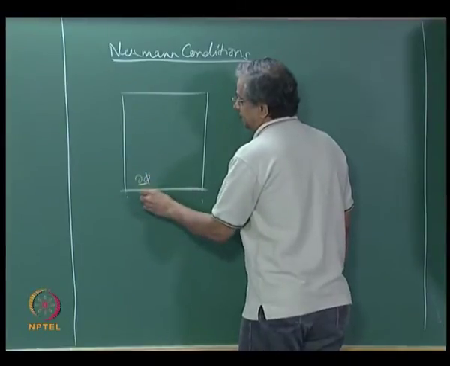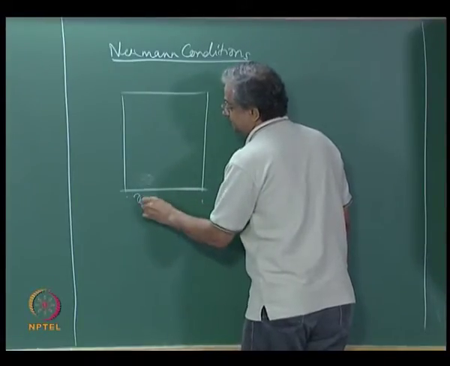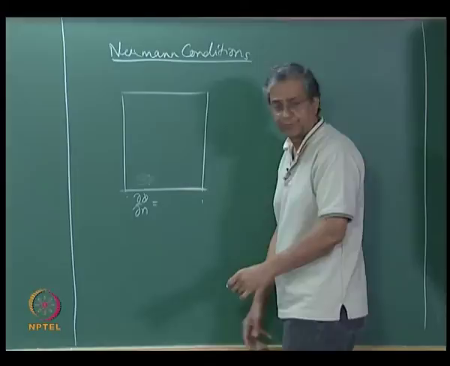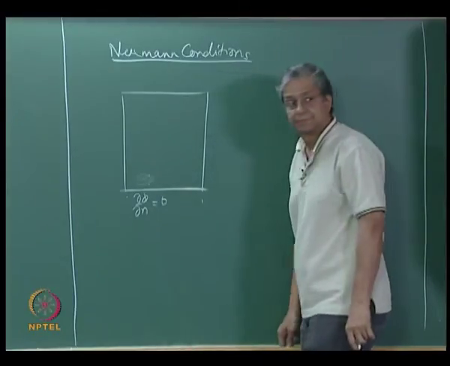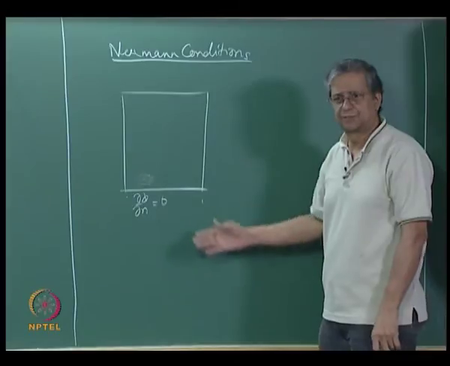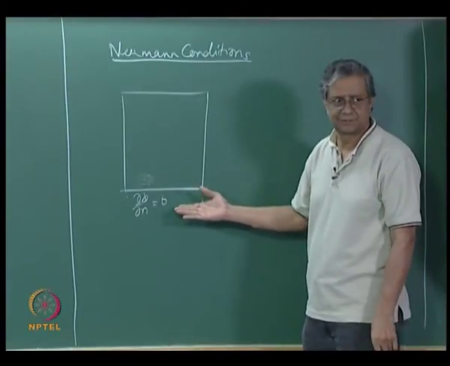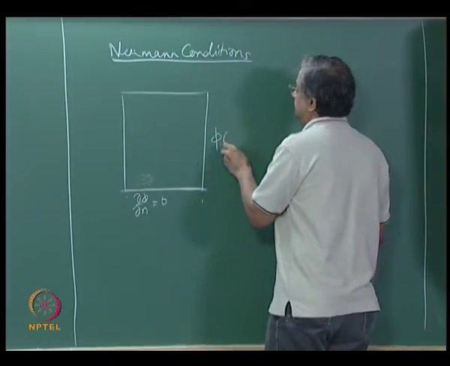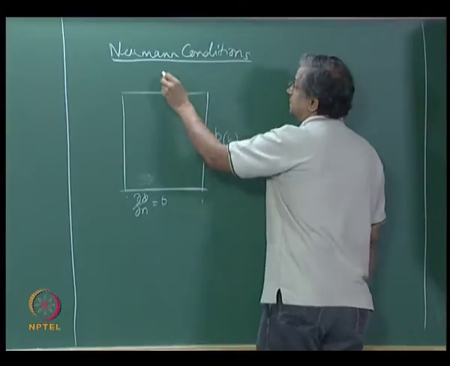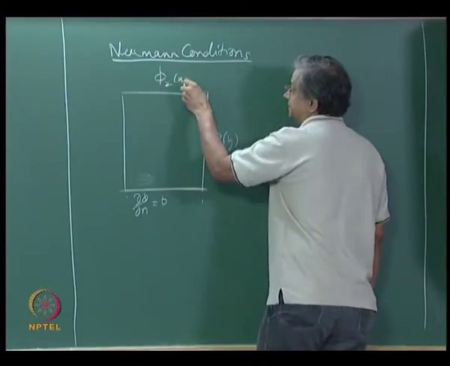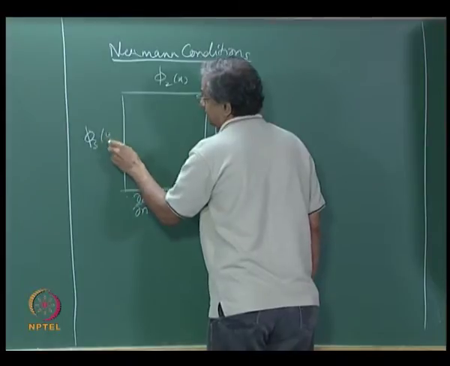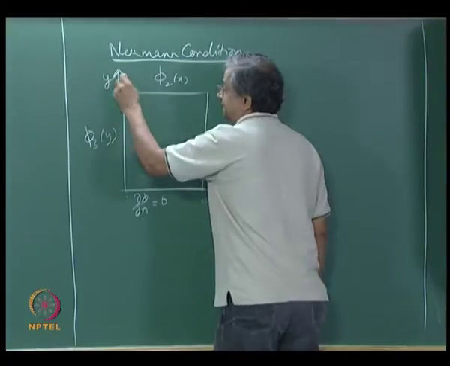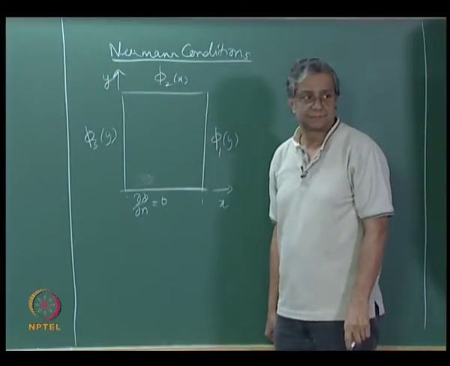So on one of the sides, right, it is possible that what you have is a condition that is like dou phi dou n equals either a function or 0, okay, in particular 0. I say 0 because this is a condition that we are used to in fluid mechanics, right, dou phi dou n equals 0. And on the other sides you may actually be given functions of x and y. Am I making sense? Okay.